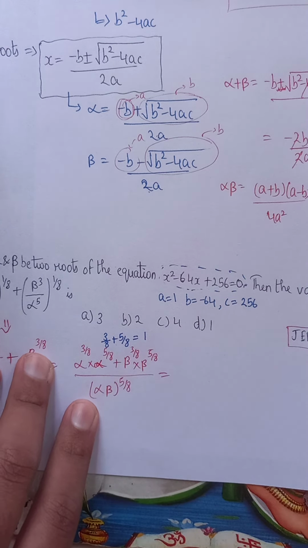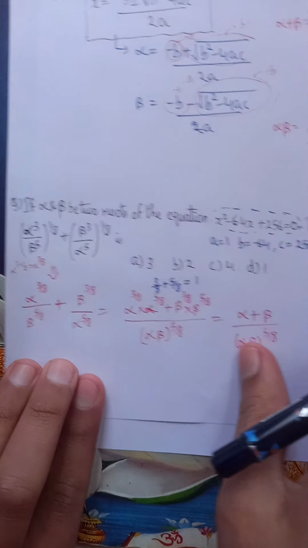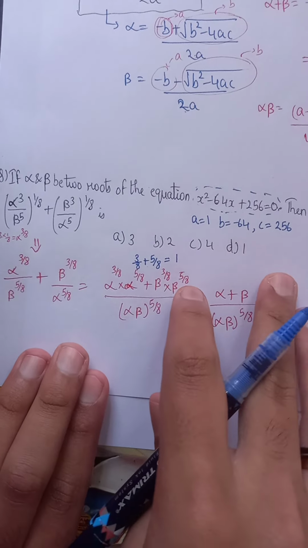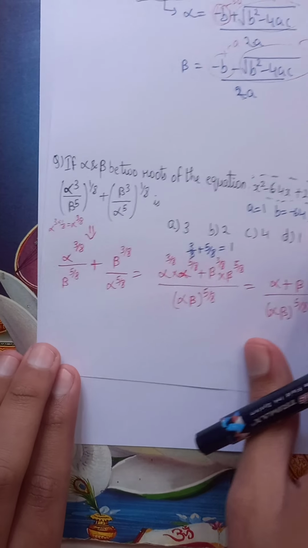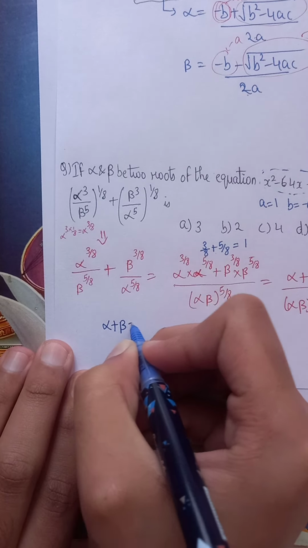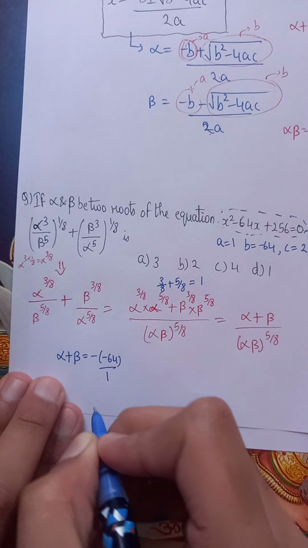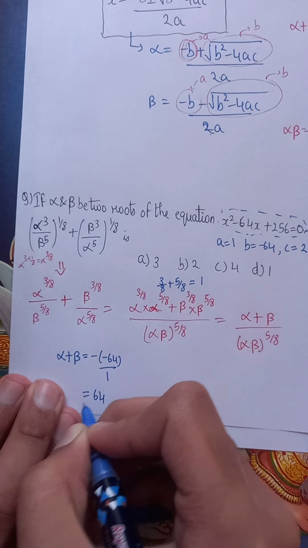See, we converted this complex expression into the simple one. So now let's start calculating what is the alpha plus beta value. Alpha plus beta is nothing but the sum of the roots, minus b by a. According to the question, minus b by a is minus of minus 64 divided by 1, which is equal to 64.